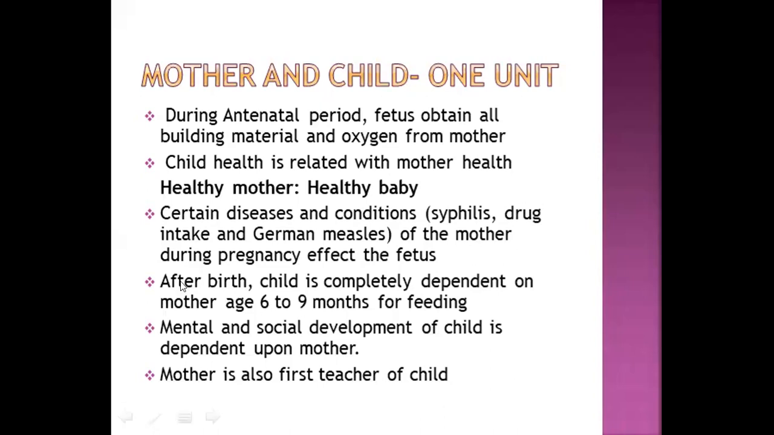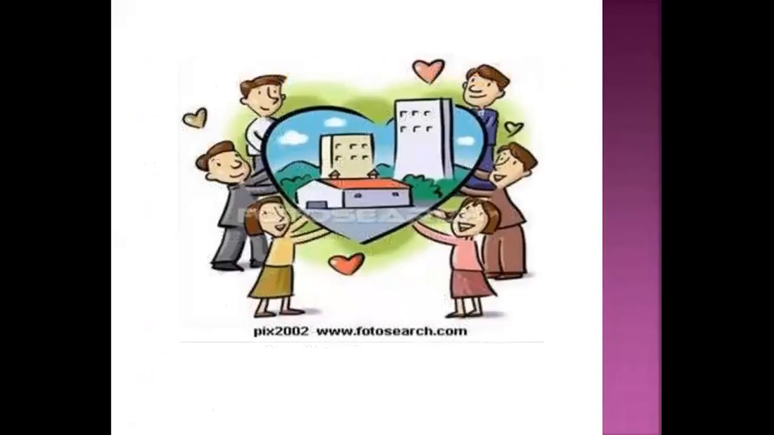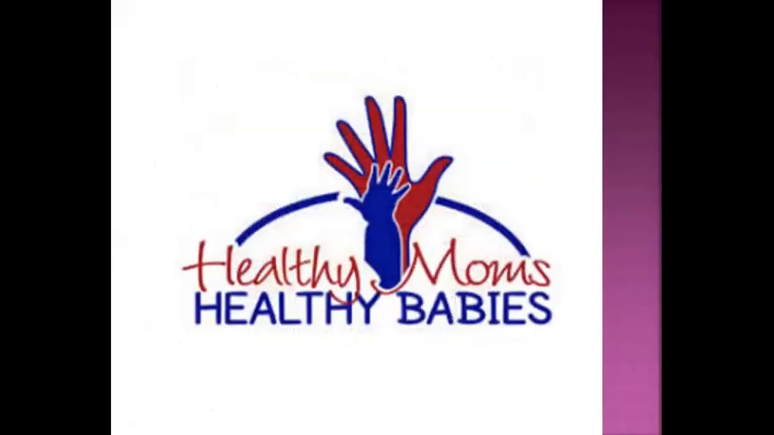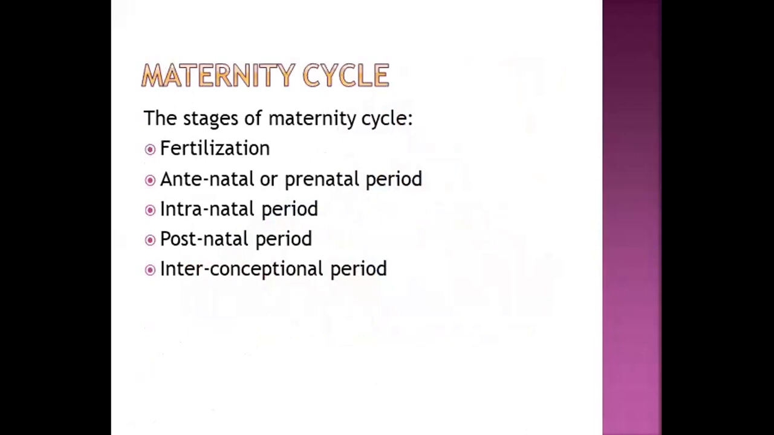fetus. After birth, the child is also completely dependent on the mother, mainly at the age of 6 to 9 months for feeding. Also, the mental and social development of the child is dependent upon the mother. Mother is also the first teacher of the child. Therefore, mother and child are considered as one unit. Healthy moms, healthy babies.